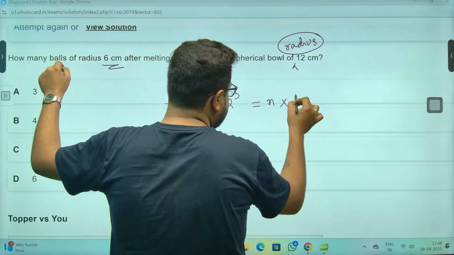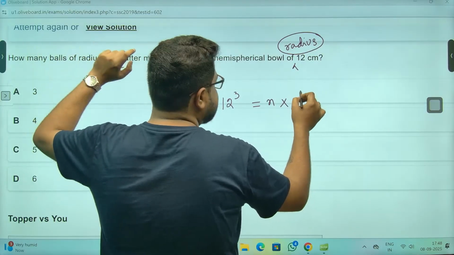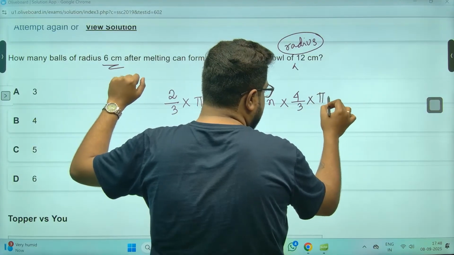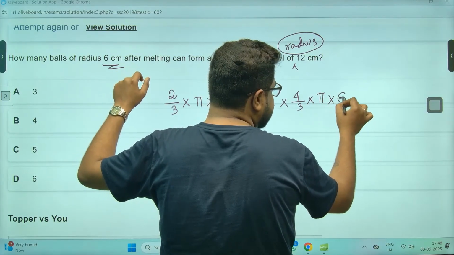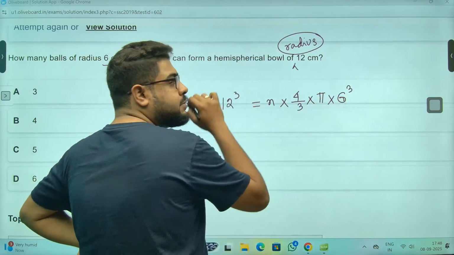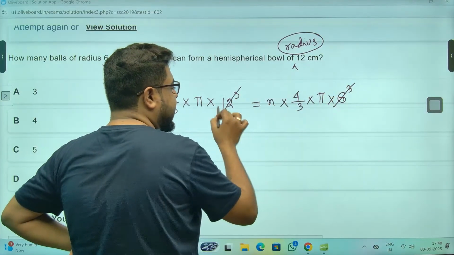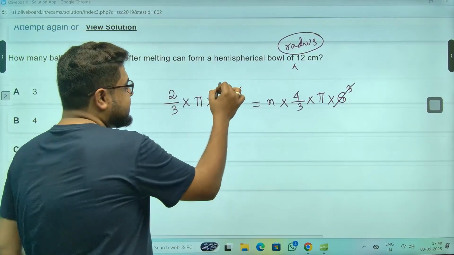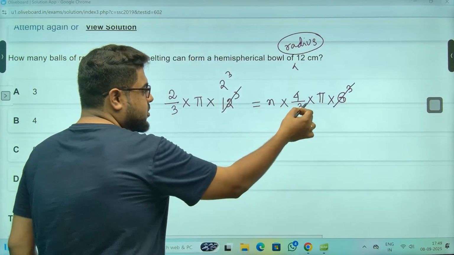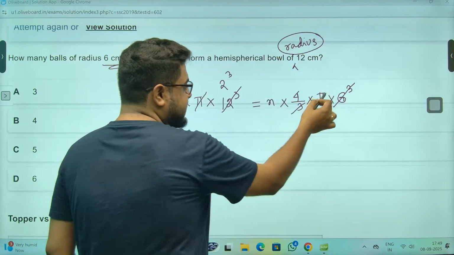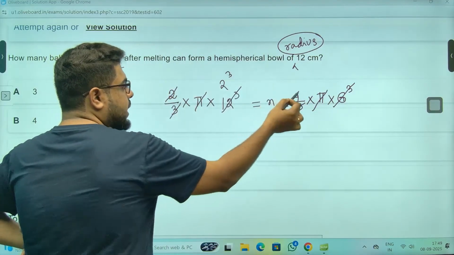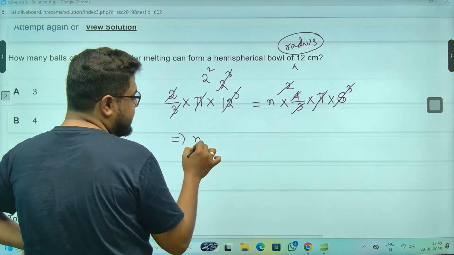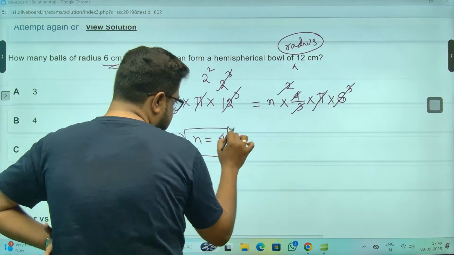So n number of balls. And this is radius. Balls means it will be a sphere. So 4/3 pi r cube, sir. Acha, r is 6. 6 cube. Sir, 6 is half of 12. So 12 cube by 6 cube. 12 by 6 is 2. Cube is there, so it will be 2 cube also. So again, 3 cancels, pi cancels. So again 2 and 2 and 2, so this is 2 square. So the value of n comes out to be 2 square, which is 4, sir.